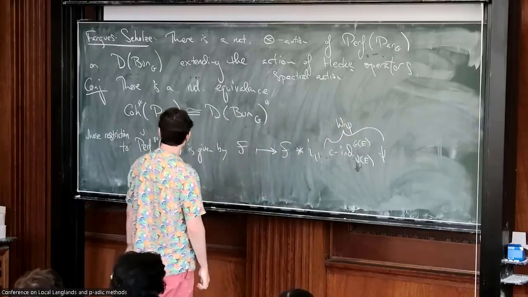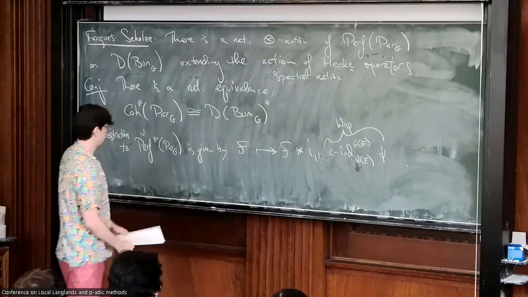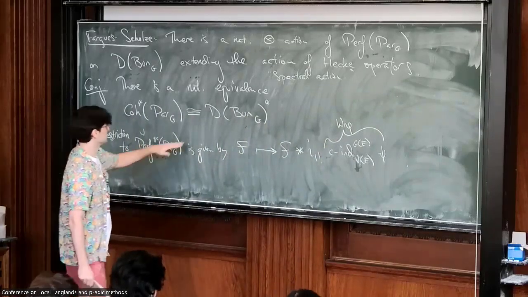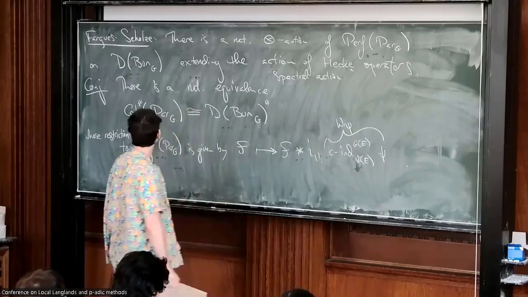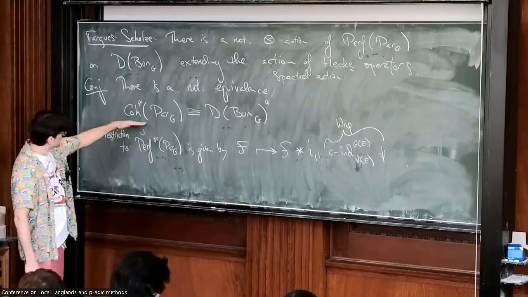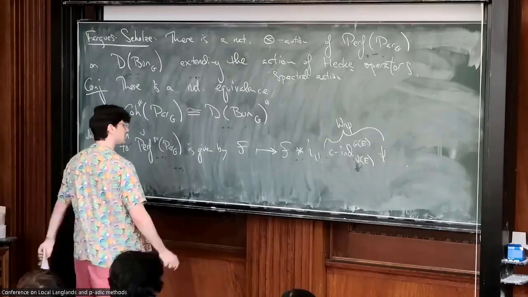And this should be how you get from something here to something here. So this is completely canonical. I mean, this spectral action is completely canonical. And then you postulate that it should really extend to an equivalence of categories like this.